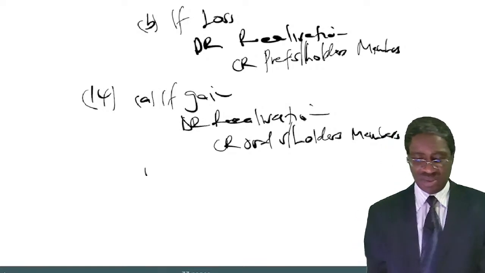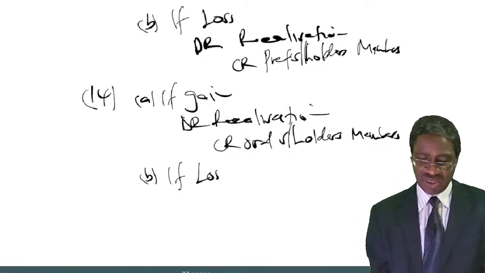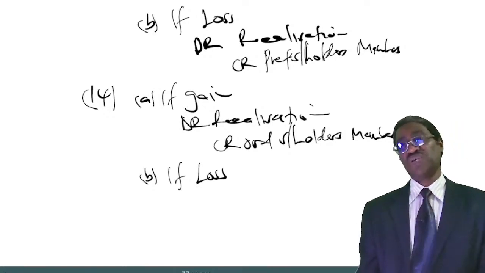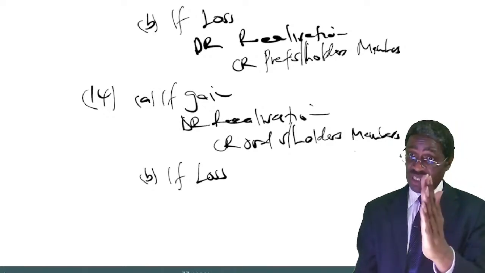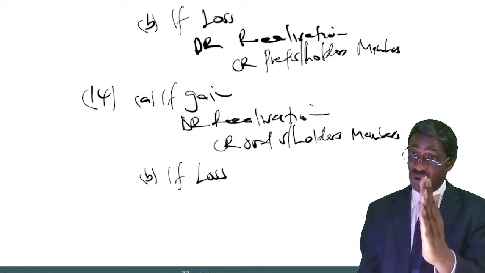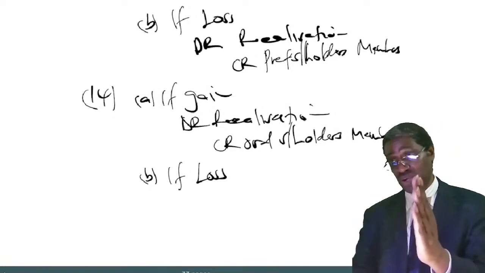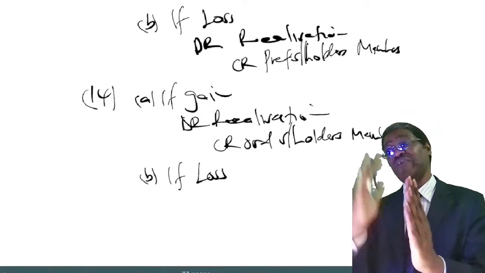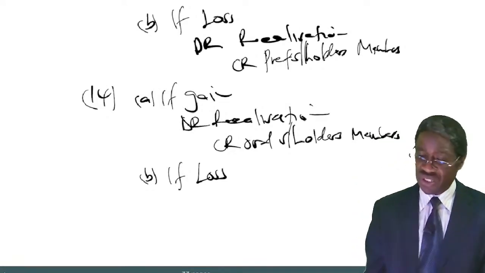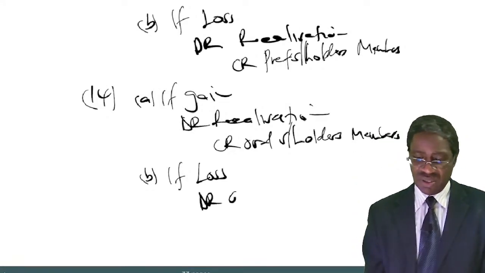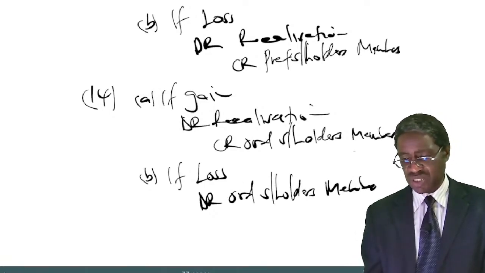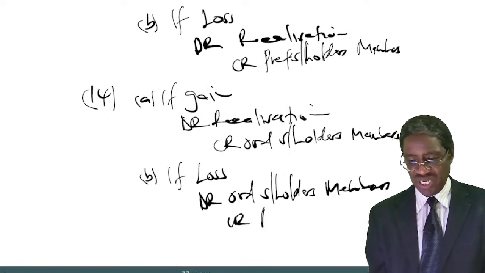Good. Number B, if loss. That means the balance in the realization is a loss, which I told you: on the debit, you are giving out more than what you are receiving on the credit. Difference is on the debit. That means you're selling your business at a loss. Say you debit ordinary shareholders members, you credit realization.